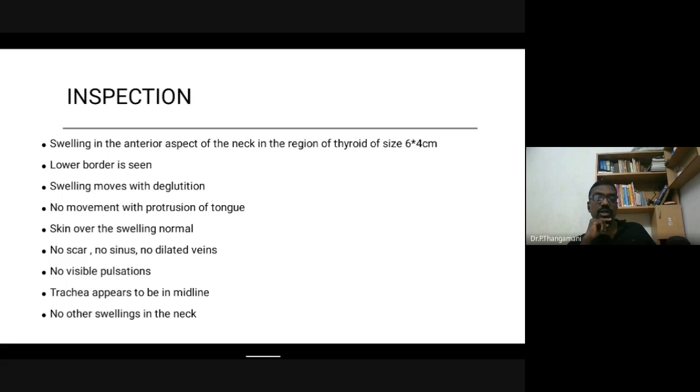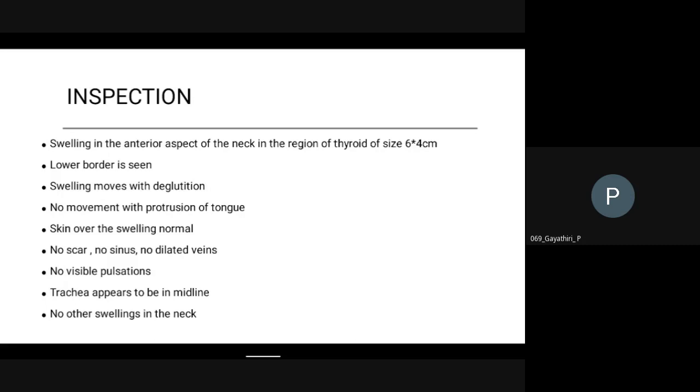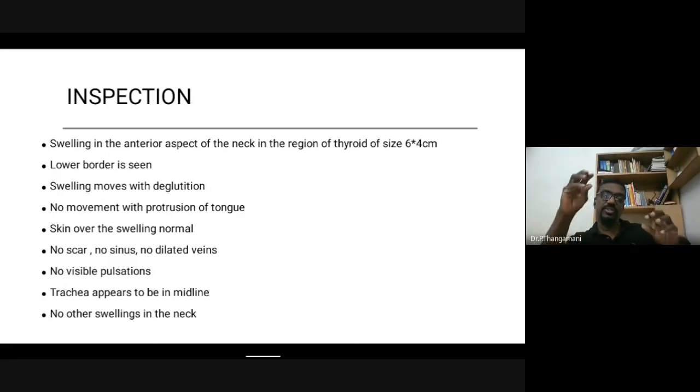Usually, multinodular goiter involves both lobes. So usually it will be butterfly shape only. All swellings other than a solitary nodule will usually be of butterfly shape. The whole gland is enlarged with some nodules in it.